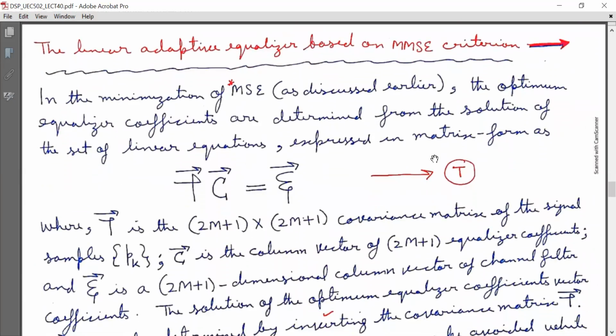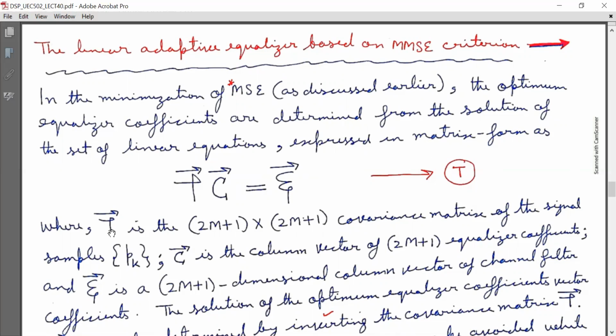Now, the linear adaptive equalizer based on MMSE criteria. In the minimization of MSE, as discussed earlier, the optimum equalizer coefficients are determined from the solution of the set of linear equations expressed in matrix form as tau vector into C vector is equal to xi vector. Mark it as equation T, where tau vector is the 2m plus 1 into 2m plus 1 covariance matrix of the signal samples.